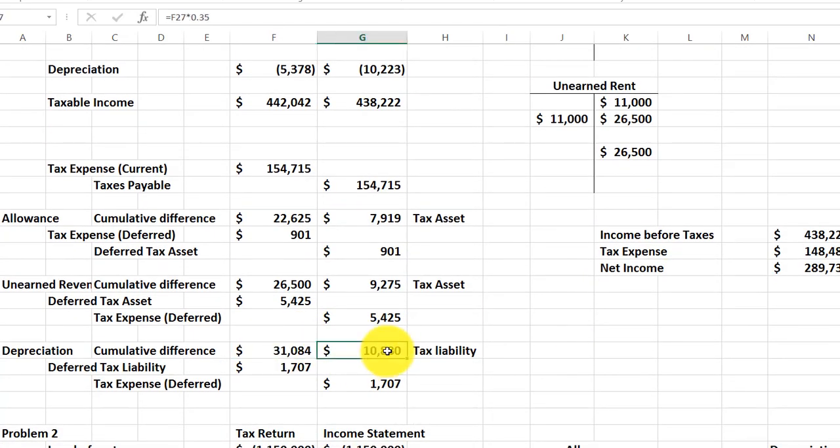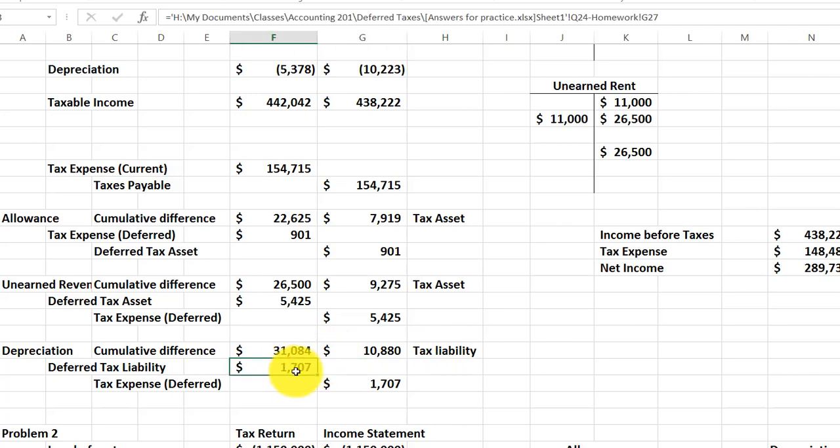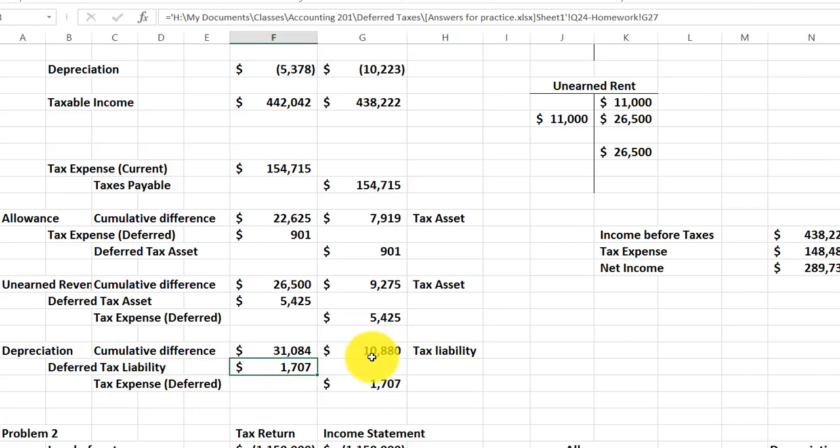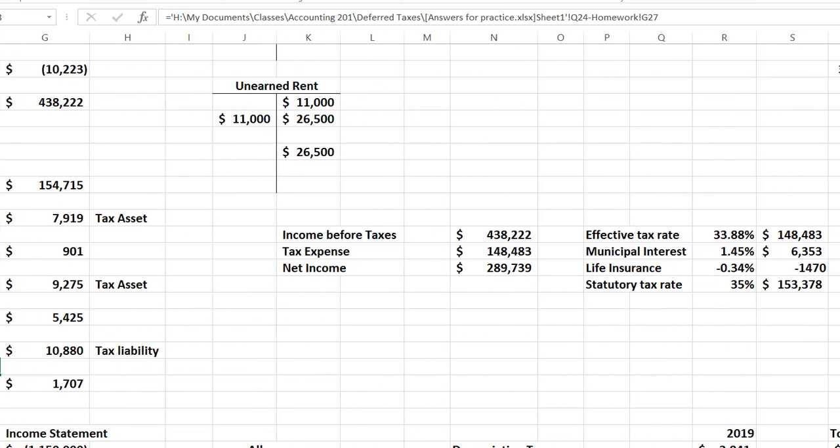So we have a tax liability that should be 10,880. And when we multiply by the tax rate, we are going to actually reduce the tax liability and credit the expense, because that liability is actually lower than it was last year, because our cumulative difference is lower because we're actually catching up. Okay?